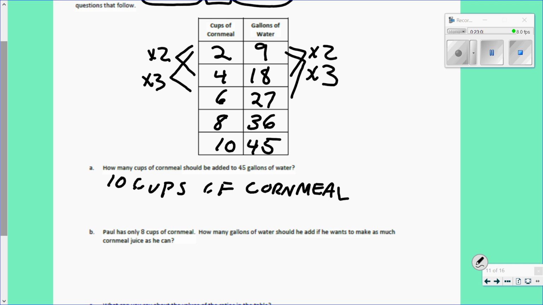Okay, so who do we have? John. Okay, Seamus, what do you got? 8 gallons of water. Okay. There we go. So he needs 36 gallons of water. All you have to do is just look at the table and it tells you the answer.